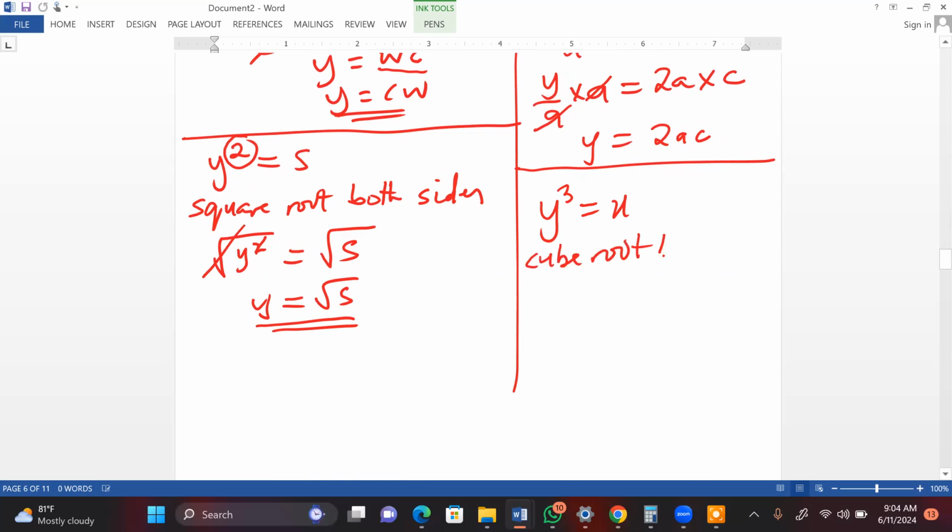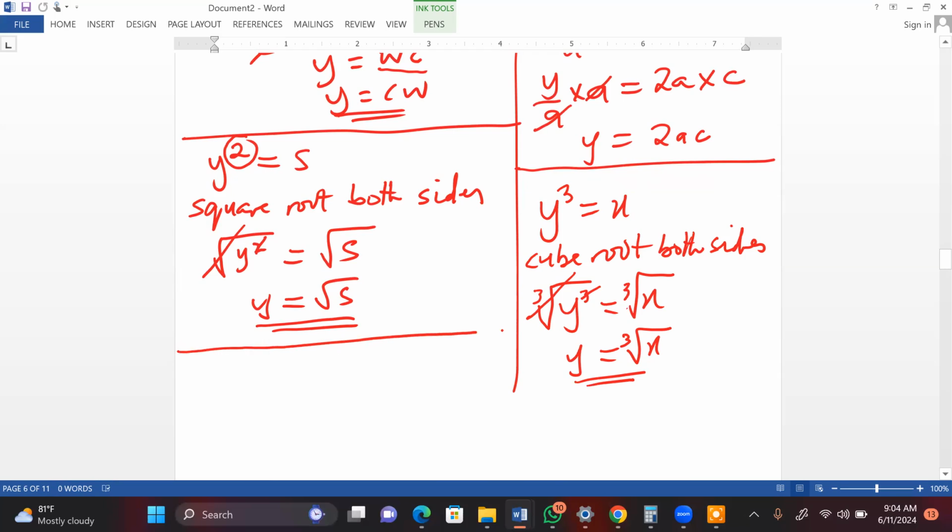Cube root both sides. So that's going to be cube root of y cube equals cube root of x. So cube cancels cube root. So the answer will then be y equals what? Cube root of x. That's the answer. Is it clear? Yes, it is.